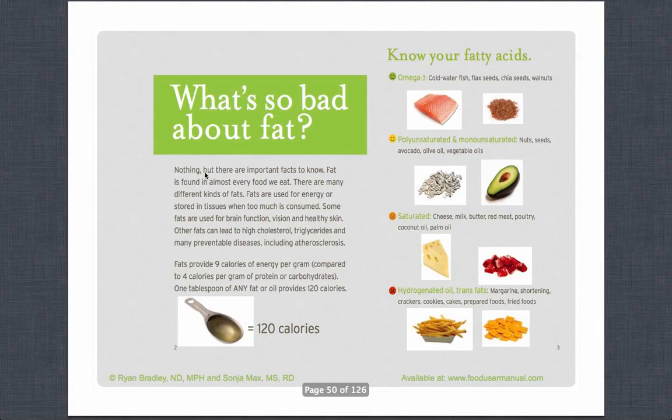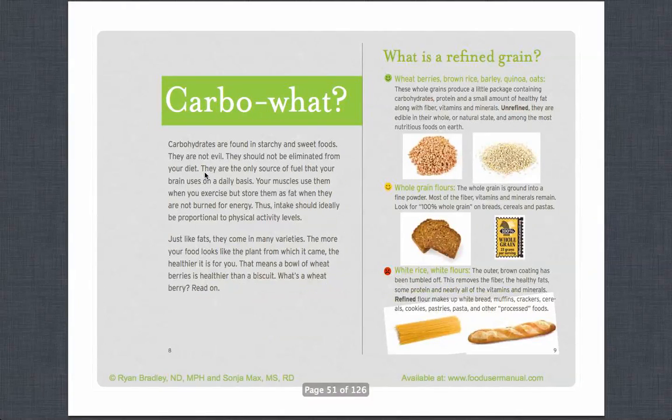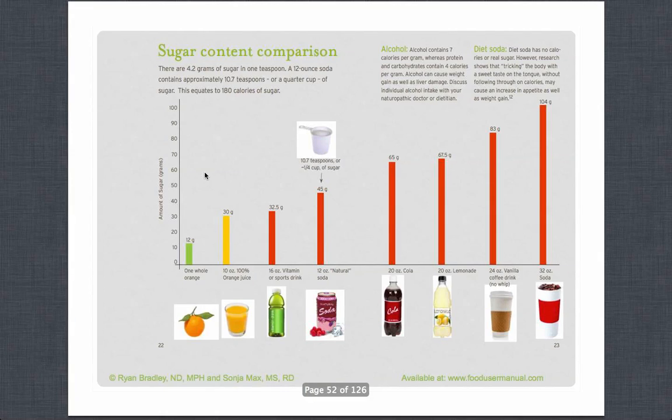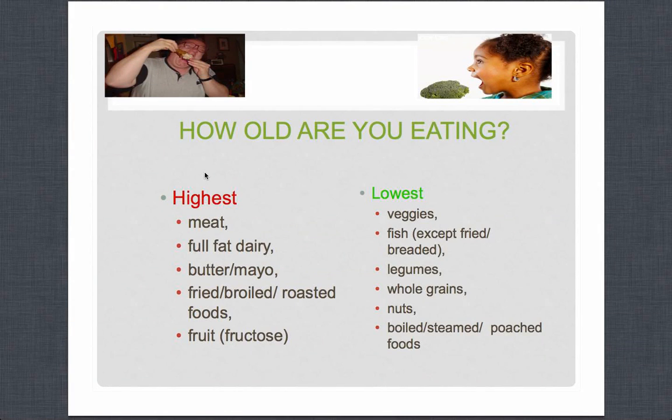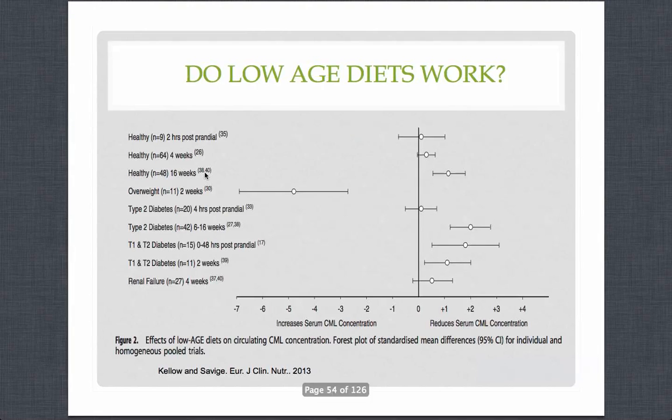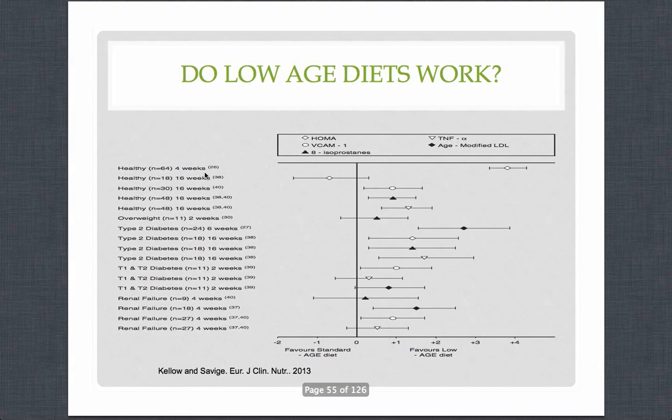PREDIMED we've talked about in great detail. Summary of obviously fat quality, which I'm sure you've seen and support. Again, differences in carbohydrate quality. Reminding patients about the simple sugars in the beverages that they consume. Advanced glycation end products we've discussed. Some summary of some of the effects of low AGE diets.